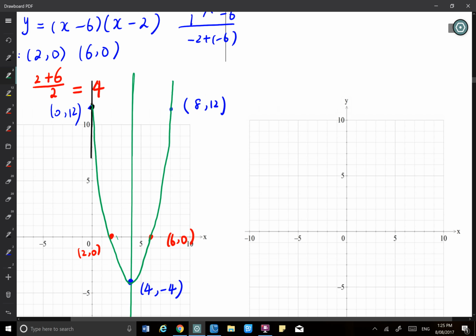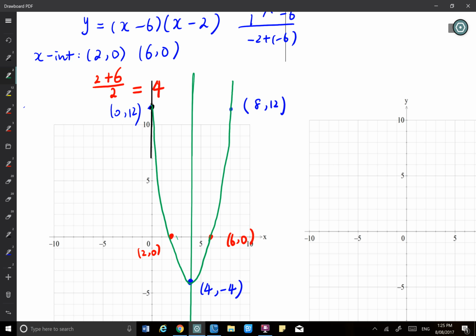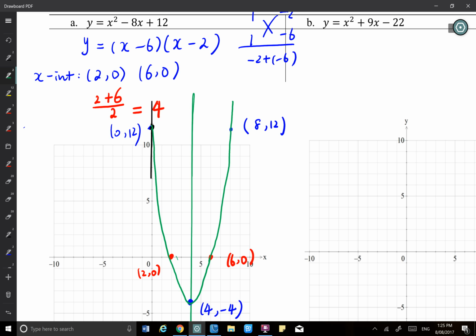Okay, we must label 2, 0, 6, 0, 4, negative 4, and 0, 12. Okay, and 0, 12. Alright, that's how we sketch this one.